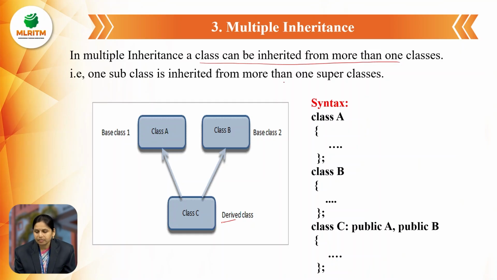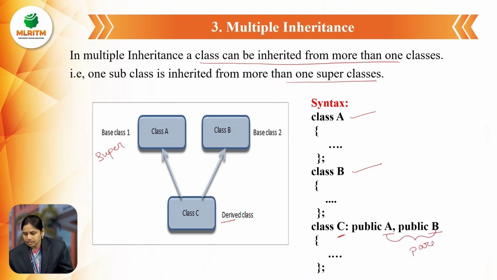One subclass is derived from more than one superclass. These are called superclasses or parent classes. So there is only one child class, inherited from more than one. There are multiple parent classes, but the child class is only one. This is the syntax. First we have to declare class A, base class 1, next base class 2. From these 2 base classes, we are deriving the class C. It is a child class from A and B. Here these two are parent classes. C is a child class.